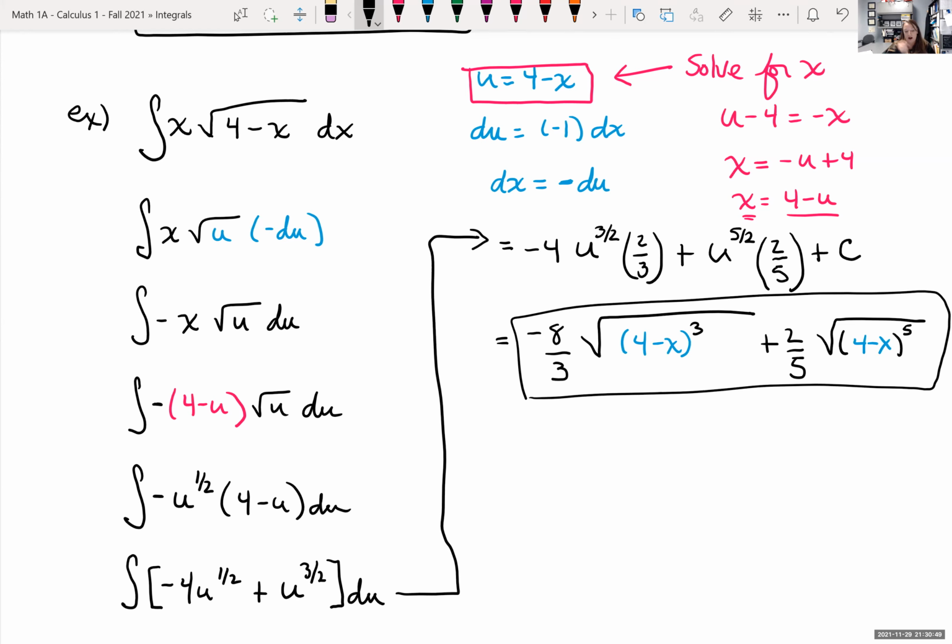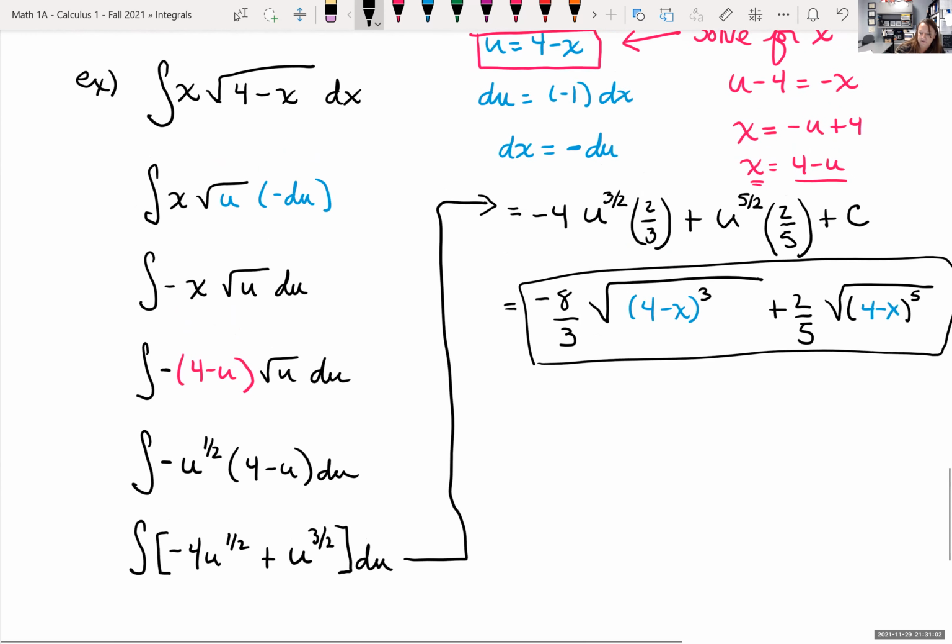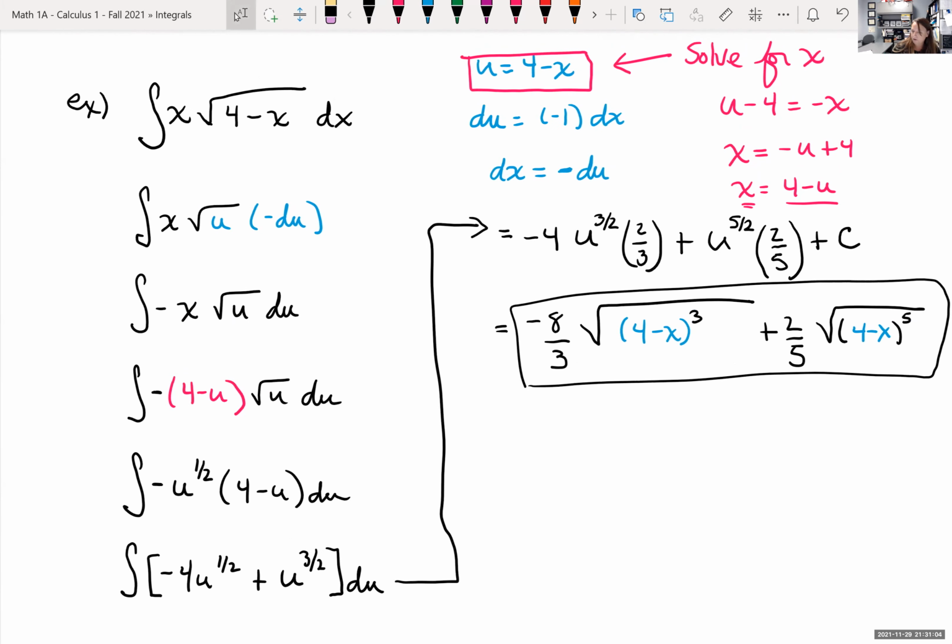We would have had a problem if we had chosen u to be our x value. We would have had more than one term underneath that radical, and we just wanted the one term underneath the radical to be able to take the antiderivative of that.